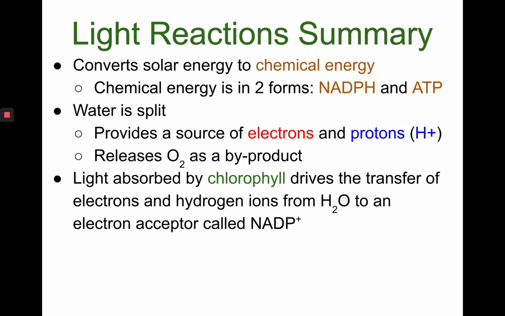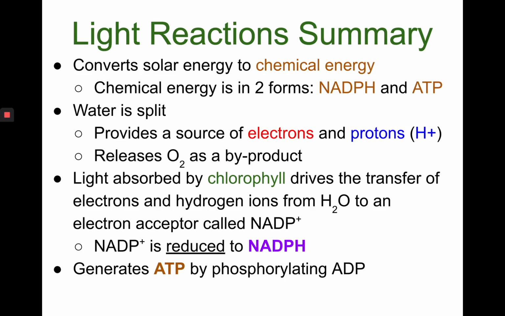Light was absorbed by chlorophyll molecules, which helped those electrons and hydrogen ions from water go to an electron acceptor, NADP+, to make that NADPH. And then we also generated ATP by the phosphorylation of ADP when those hydrogen ions were pumped through ATP synthase from a high to a low concentration gradient. All right, that's all for now.